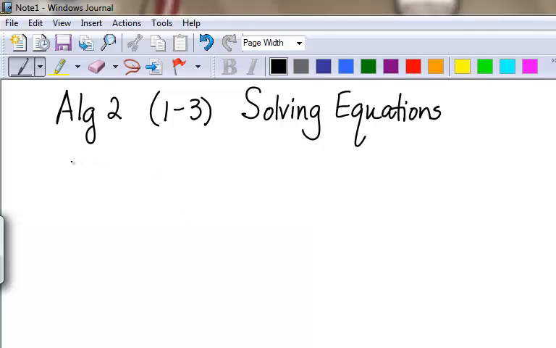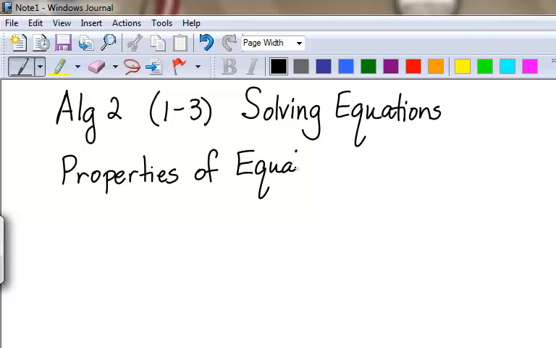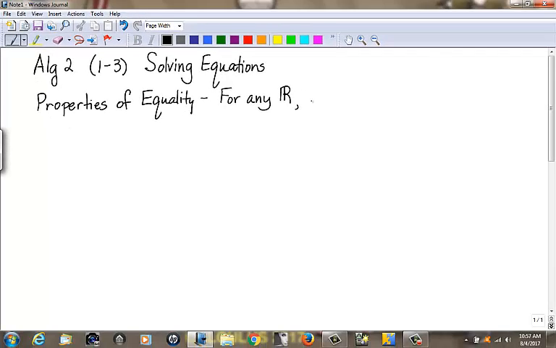First thing we have to go through is properties of equality. These shouldn't be anything new to you. Should have had them in ALG 1 and in geometry. And properties of equality, that means you're going to have an equal sign. And these are for any real numbers. And remember, I use a double bar R for real numbers. That's any number on the number line. For any real numbers A, B, and C.